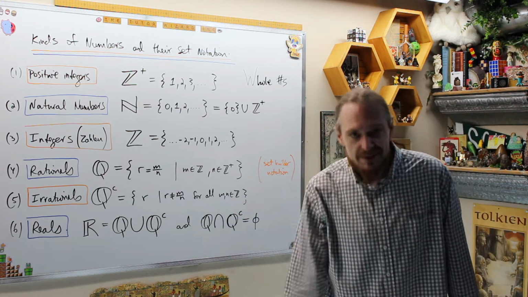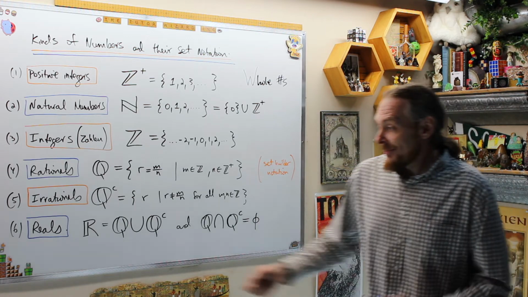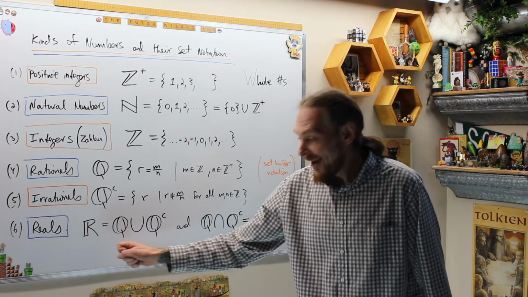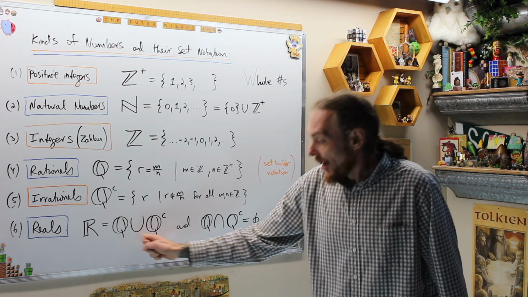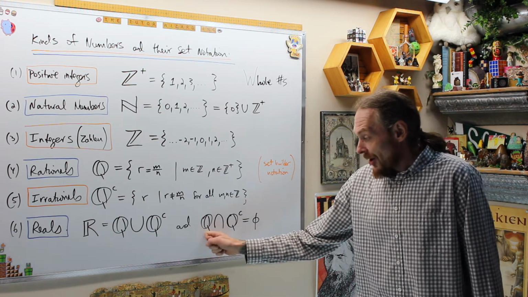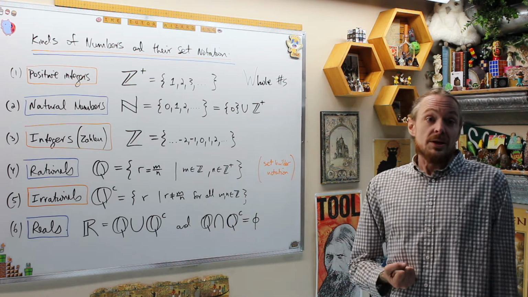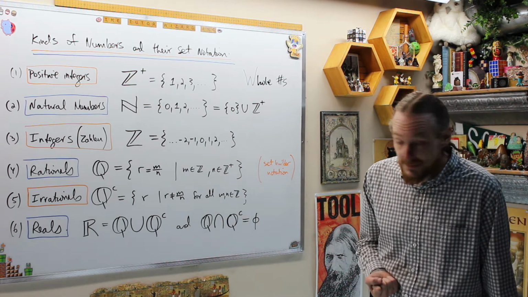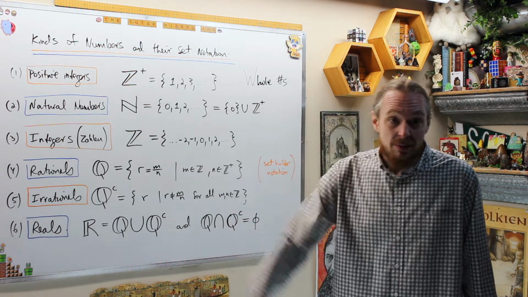Now, the real numbers is the disjoint union of the rationals and irrationals. What that means is every real number is either a rational number or an irrational number, and no number can be both rational and irrational, so the intersection of Q and Q complement is the empty set. So all real numbers are the disjoint union of rationals and irrationals.